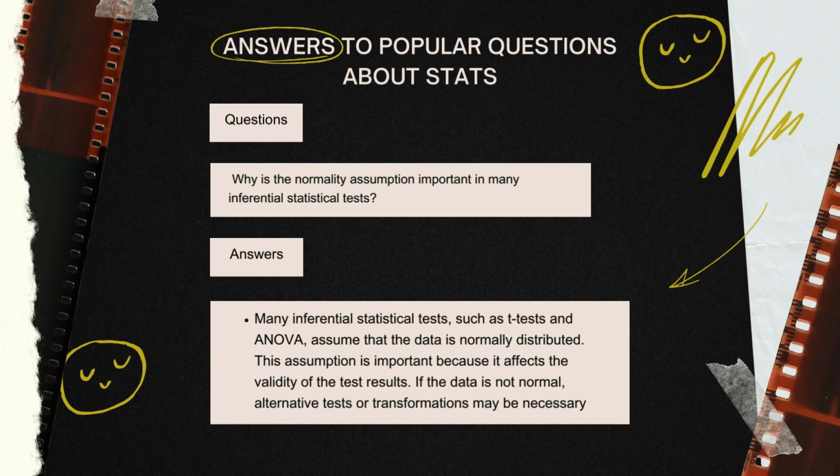Question: Why is the normality assumption important in many inferential statistical tests? Answer: Many inferential statistical tests, such as t-tests and ANOVA, assume that the data is normally distributed. This assumption is important because it affects the validity of the test results. If the data is not normal, alternative tests or transformations may be necessary.